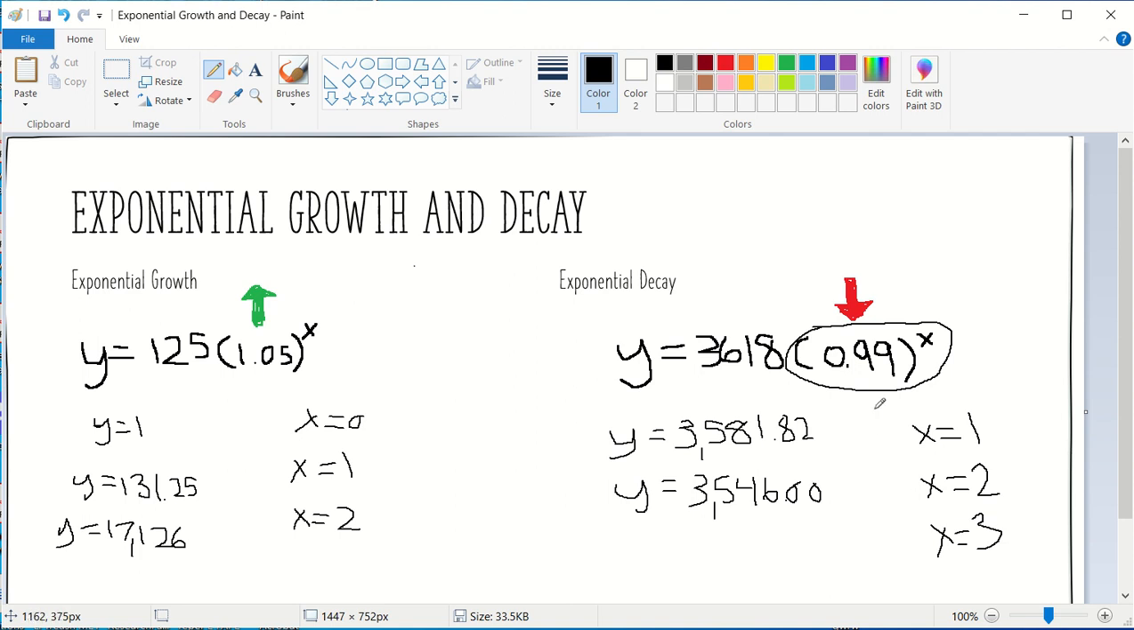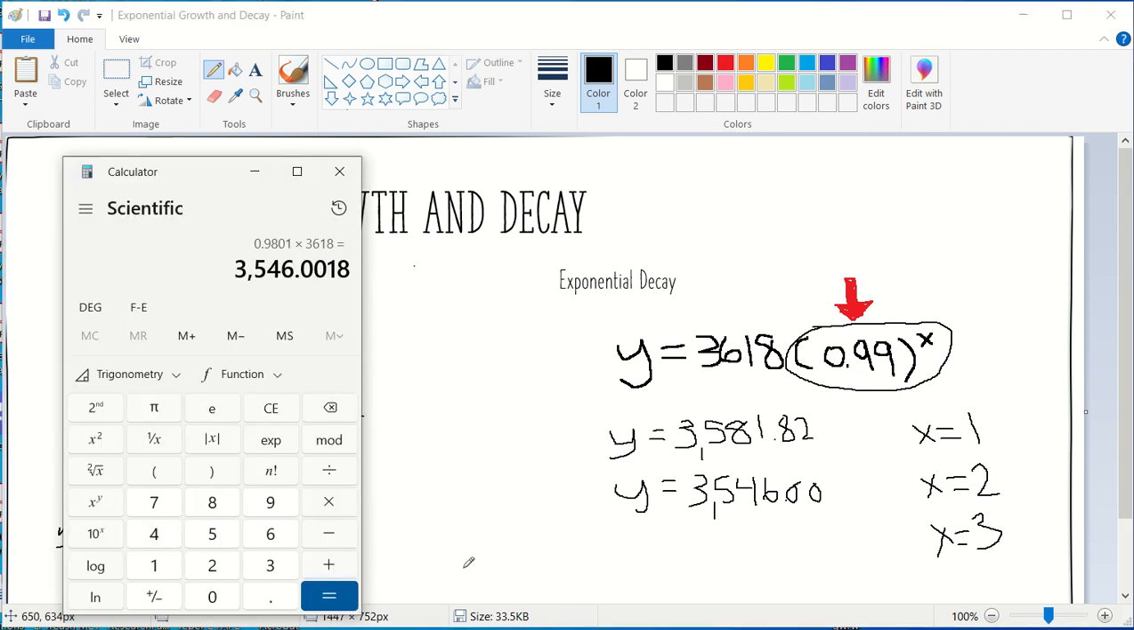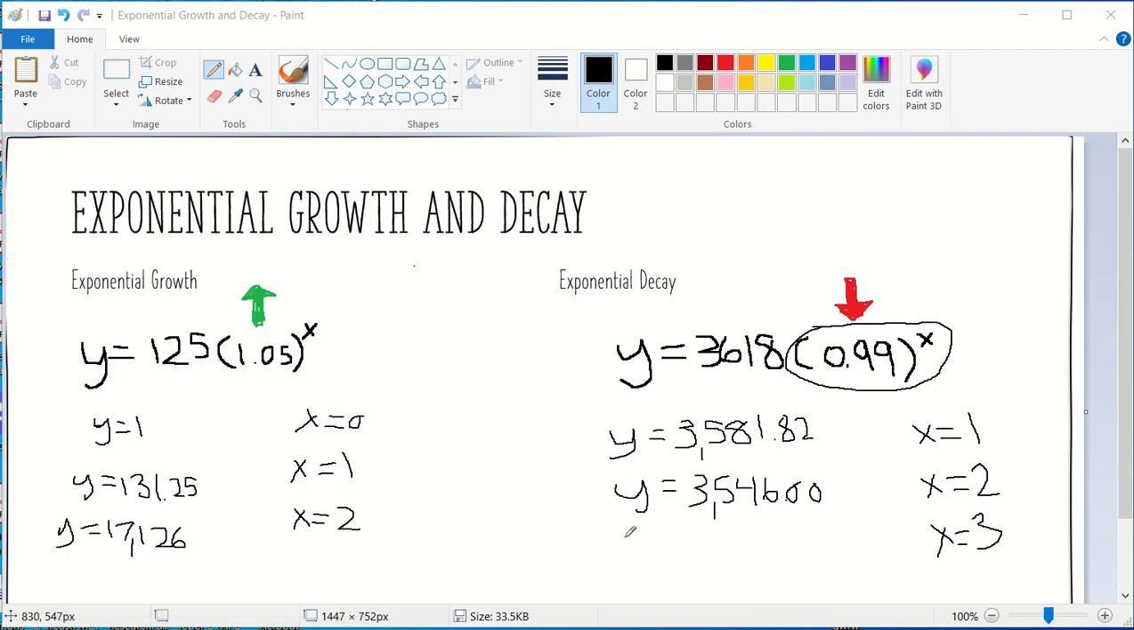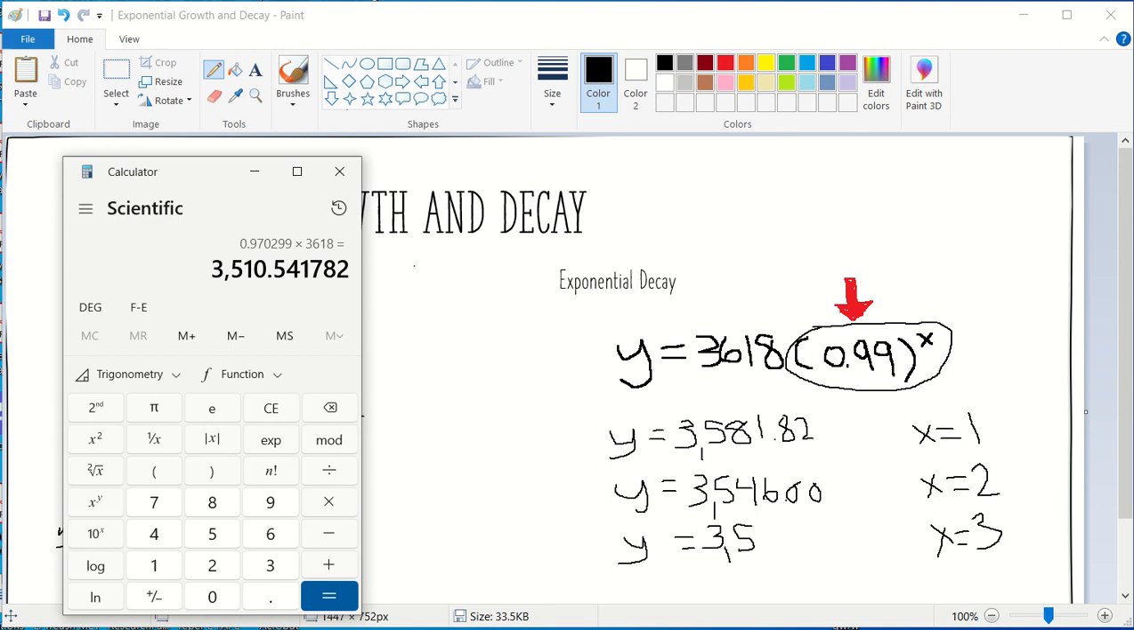Again, we have to do our exponential value first. So we'll do 0.99 to the third power. And then we're going to multiply that by 3618. And we get 3,510. Notice that our number is going down. It started off at 3,618, and as we made x different values, we can see that it is going down each time.